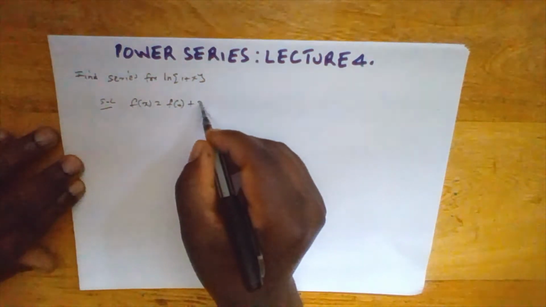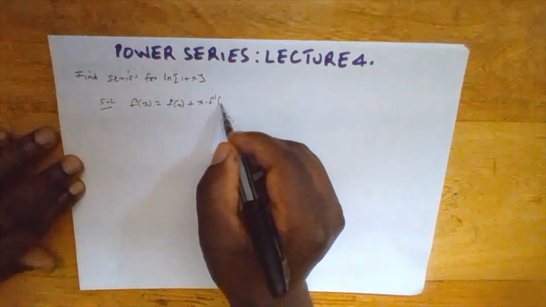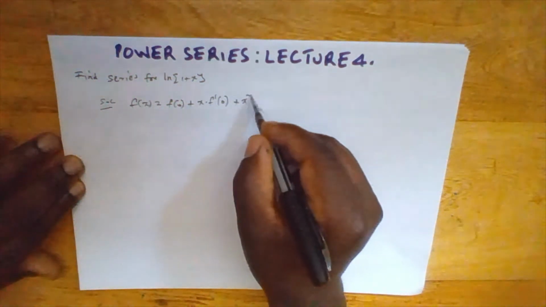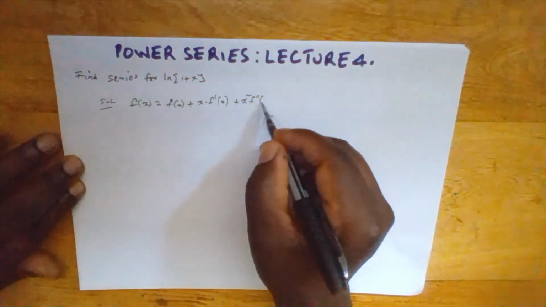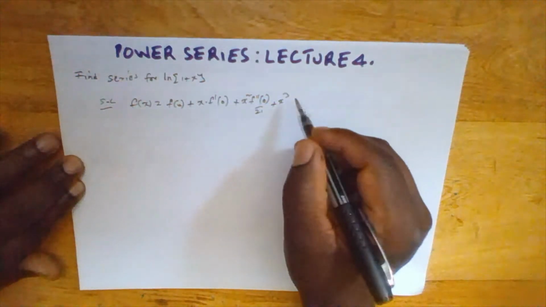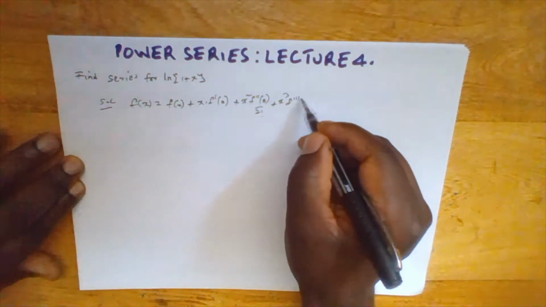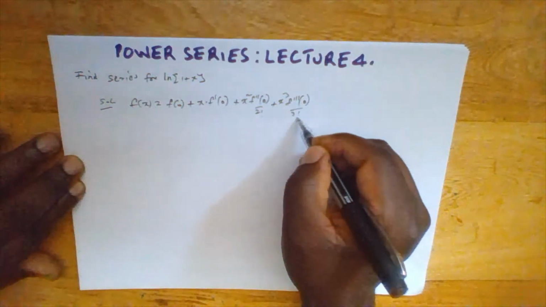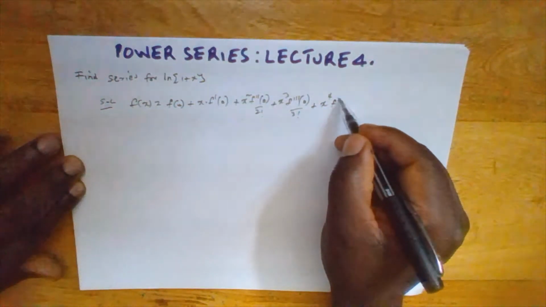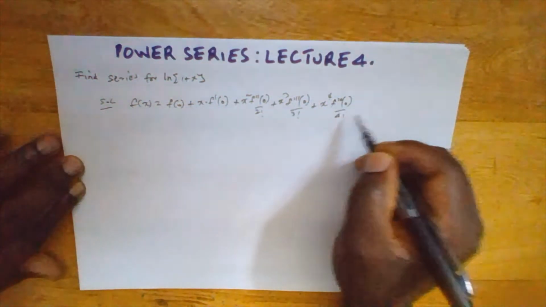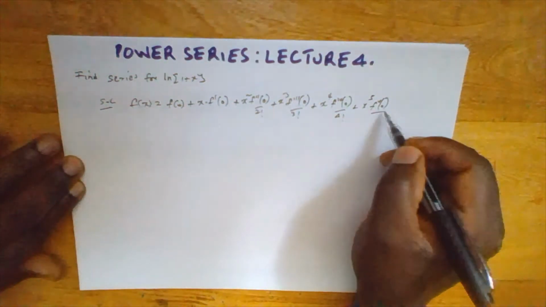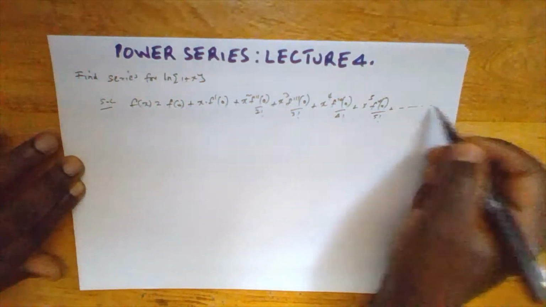f of 0 plus x times f prime of 0 plus x squared f double prime of 0 over 2 factorial plus x cubed f triple prime of 0 all over 3 factorial plus x raised to 4 all over 4 factorial plus x raised to 5 all over 5 factorial, like that.